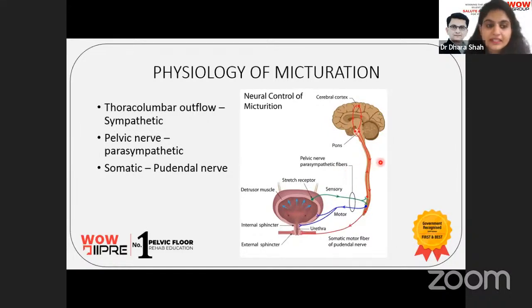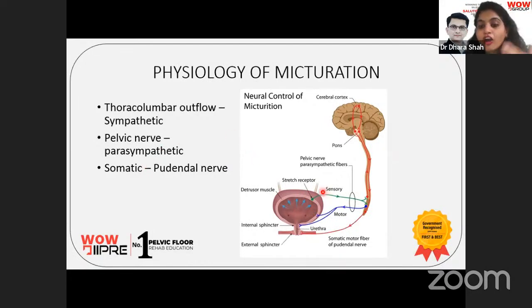So the parasympathetic supply is through the pelvic nerve S2, S3, S4, and the sympathetic nerve supply is through the thoracolumbar outflow or the hypogastric nerve, T11, T12, L1, L2, L3, L4. So the thoracolumbar outflow, or the sympathetic system, or the hypogastric nerve will help you to collect the urine, store the urine, and maintain continence. And the parasympathetic nerve will help you to contract and void the urine.